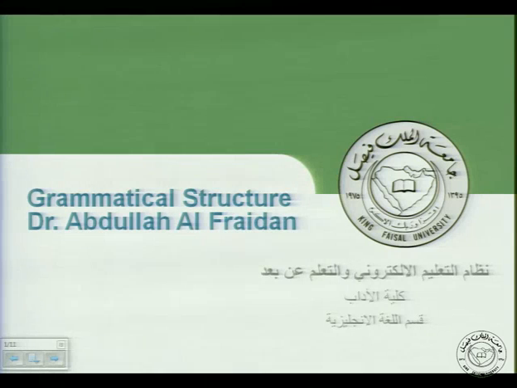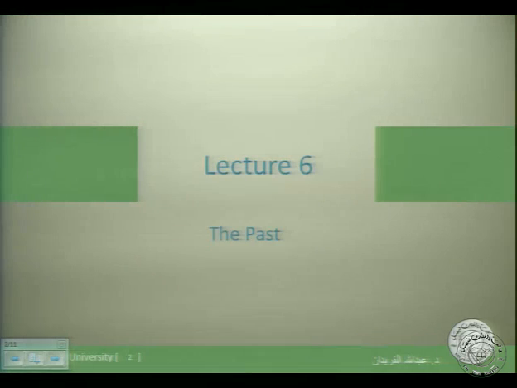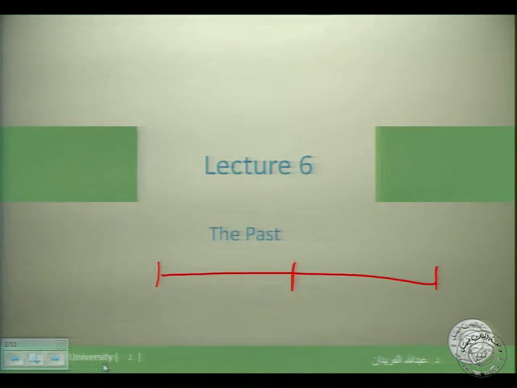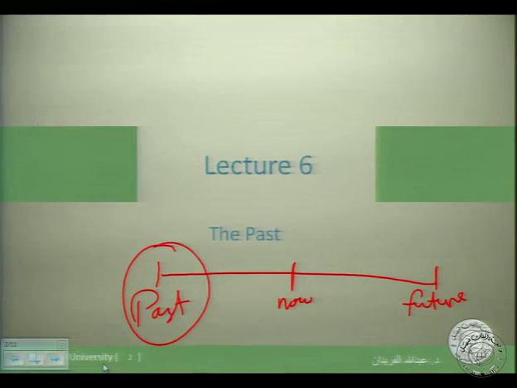This is the sixth lesson, I reckon, and we already have talked about a lot of tenses: simple present, present progressive, future time, and today we are going to talk about the past tense. So let's draw the timeline: now, future, and then we have the past tense. Today we are going to talk about something that happened in the past, and this is very easy.